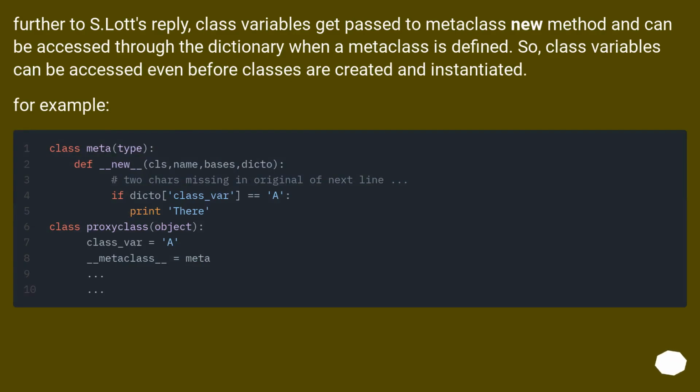Further to s.lot's reply, class variables get passed to the metaclass __new__ method and can be accessed through the dictionary when a metaclass is defined. So, class variables can be accessed even before classes are created and instantiated. For example, what?